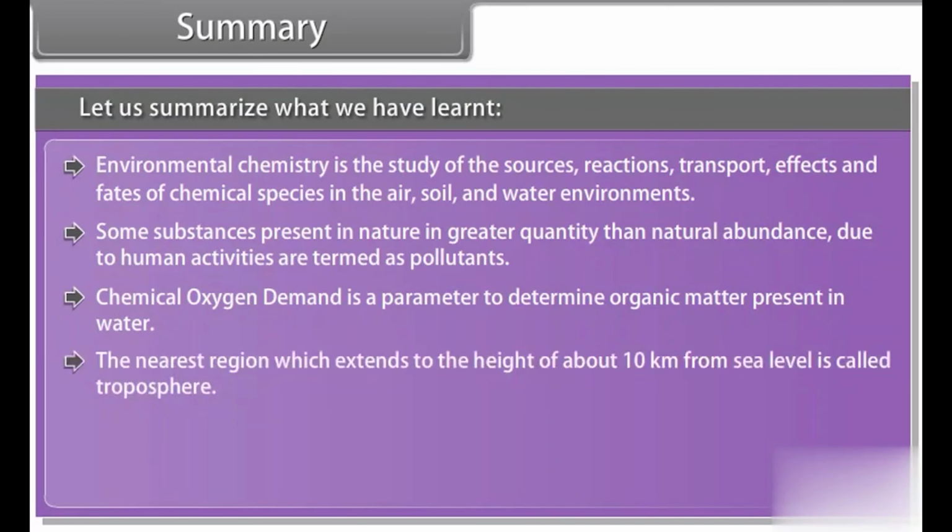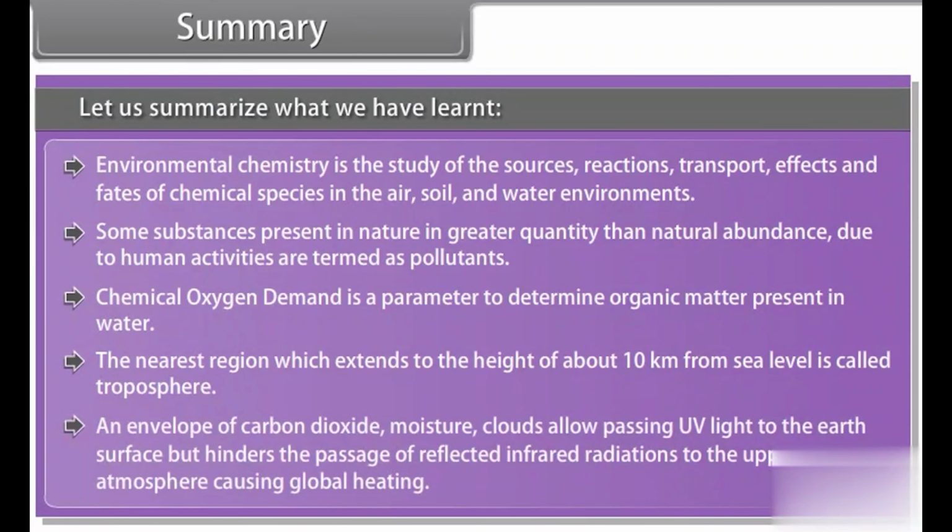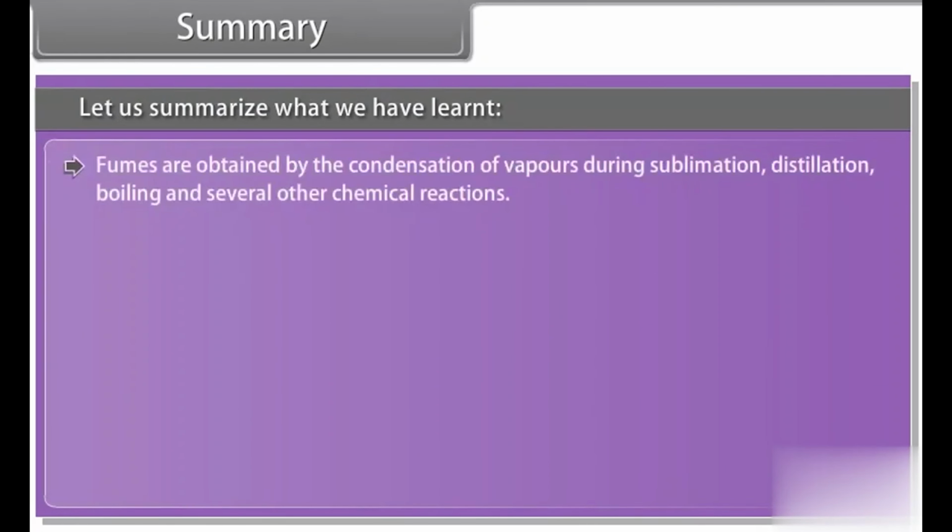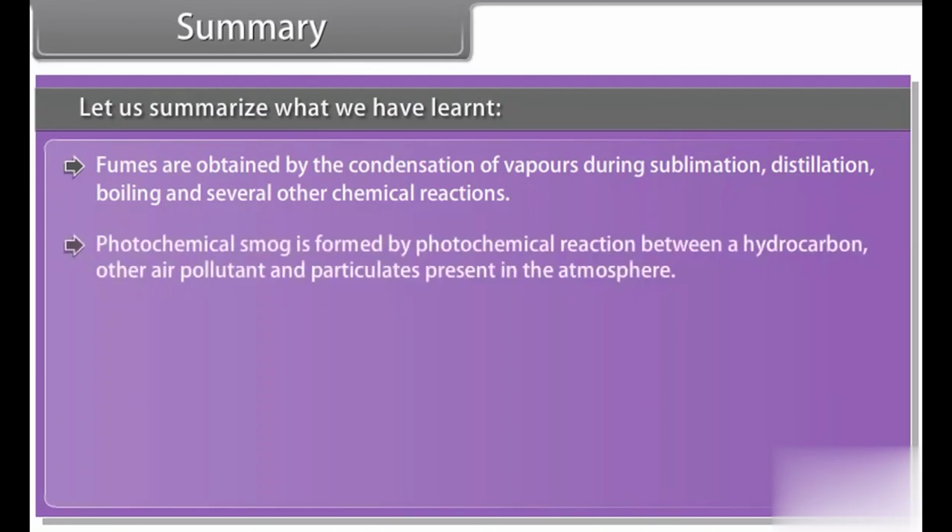The nearest region, which extends to the height of about 10 km from sea level, is called troposphere. An envelope of carbon dioxide, moisture, clouds allows UV light to pass to the Earth's surface, but hinders the passage of reflected infrared radiations to the upper atmosphere, causing global heating. Fumes are obtained by the condensation of vapors during sublimation, distillation, boiling and several other chemical reactions. Photochemical smog is formed by photochemical reaction between a hydrocarbon, other air pollutants and particulates present in the atmosphere.